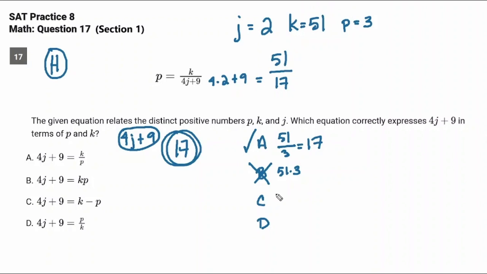And then p over k. This is probably the answer for the people who insist on doing algebra. 3 over 51, which is some little fraction. So the answer's got to be A. You are sure you're right when you leave this hard question, when you plug in. Please plug in. It's the easiest way to raise your score. Get it right and move on.